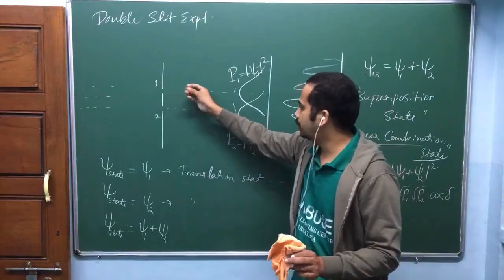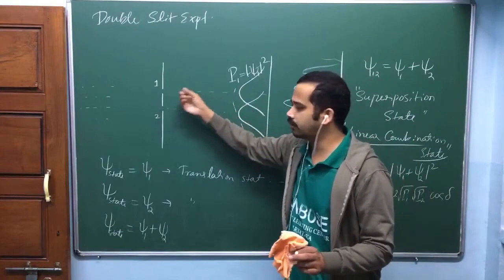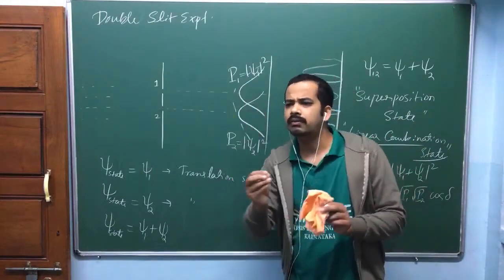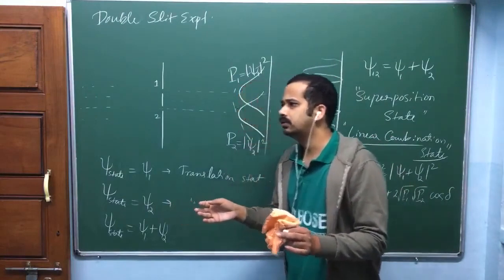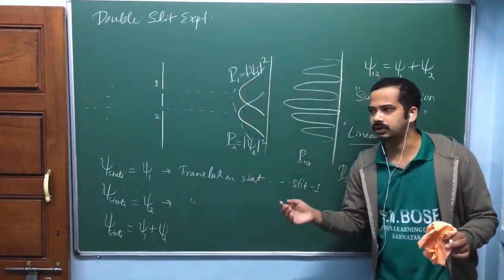So now look here: when the electron stream comes, I am going to hit it with a very low momentum photon. Very low momentum means h nu by c, isn't it?